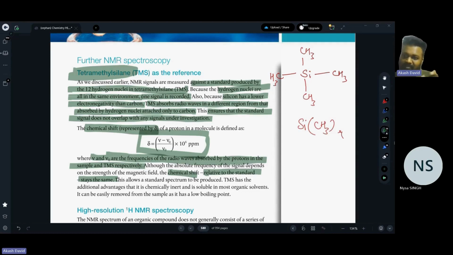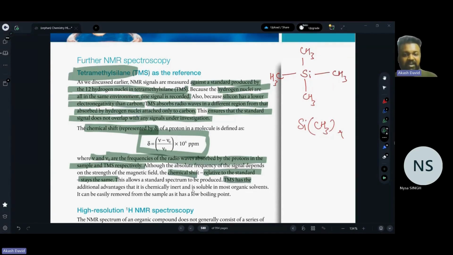Now, this is relative. If I talk about a table and a chair, the ratio of table to chair will always depend on the size of the table, right? If you're sitting at a dining table, it will always have 6 chairs, so the ratio is 1:6. So here also the same thing happens. No matter the size of the graph or the effect of the magnetic field, the ratio remains the same. Clear? Finally, TMS also has some other advantages.